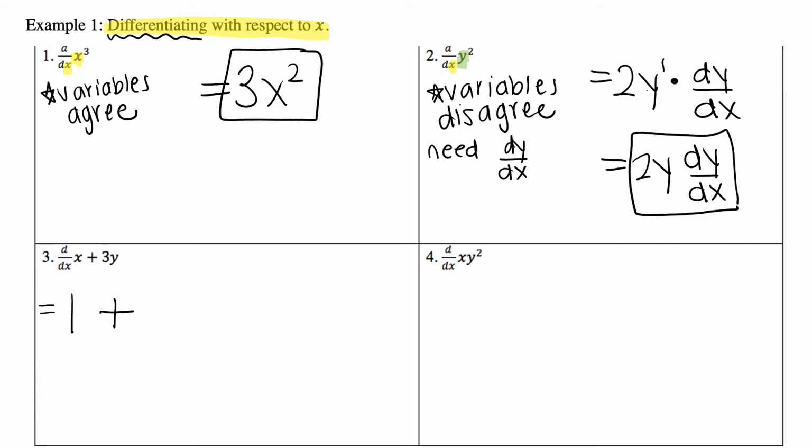So the derivative of 3y is just 3. And then because our variables disagree, we need to include dy dx. And we can leave it like this.